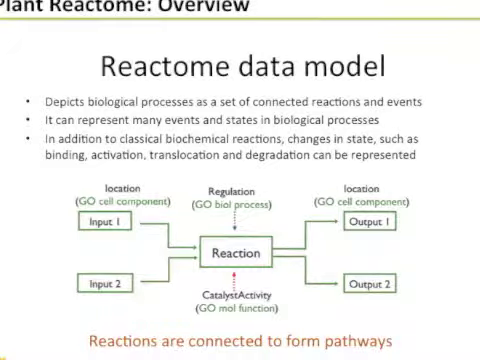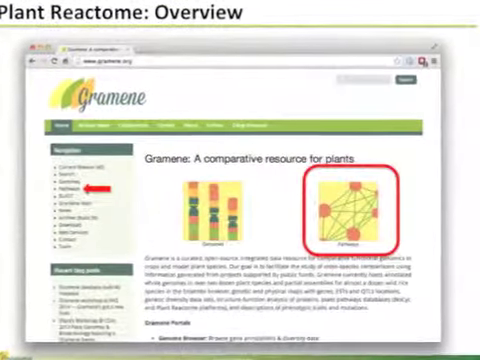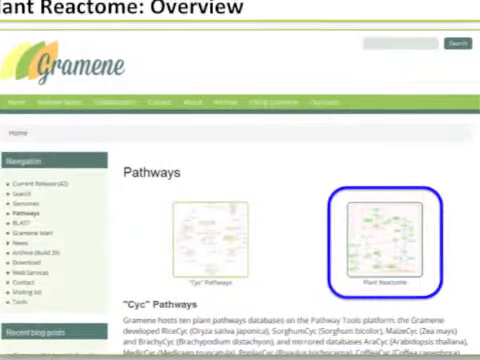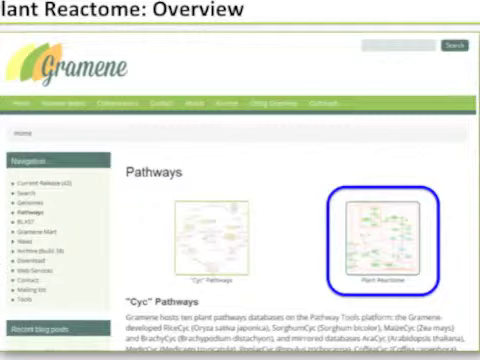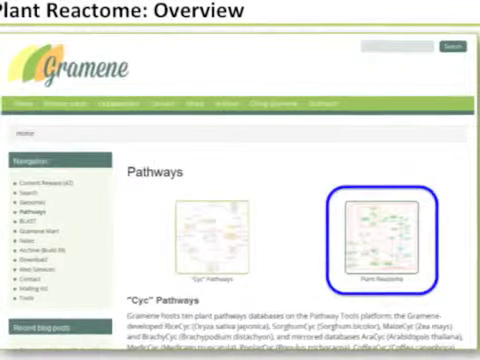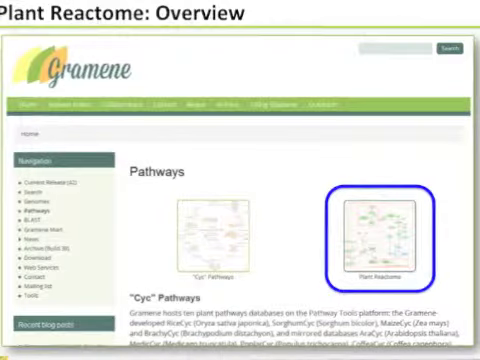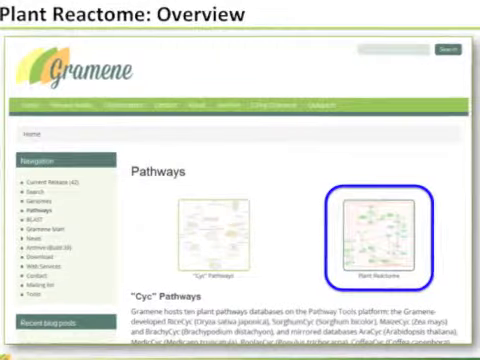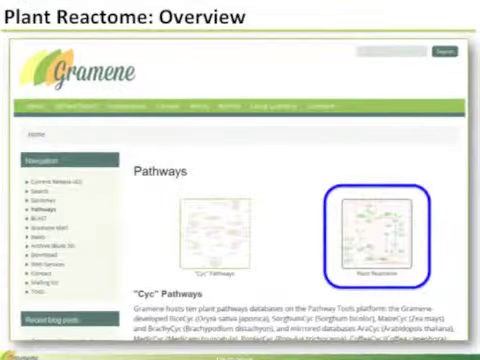From the Gramene site, you can get to the pathways through the icon on the right or the link on the left. We do continue to host, I just want to point out, the site platform pathways. We're in the process of moving those to the iPlant environment. In fact, it's already there and I think undergoing active testing. Will be publicly available soon. But we're spending a lot of our time and focus on Plant Reactome.